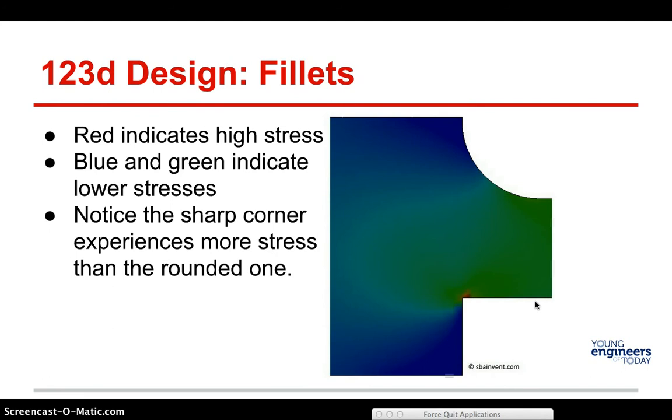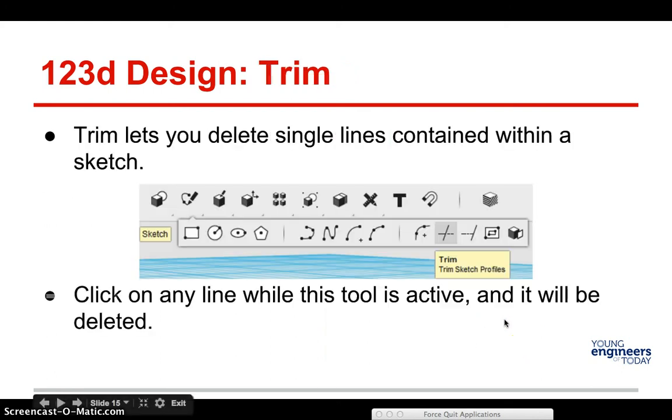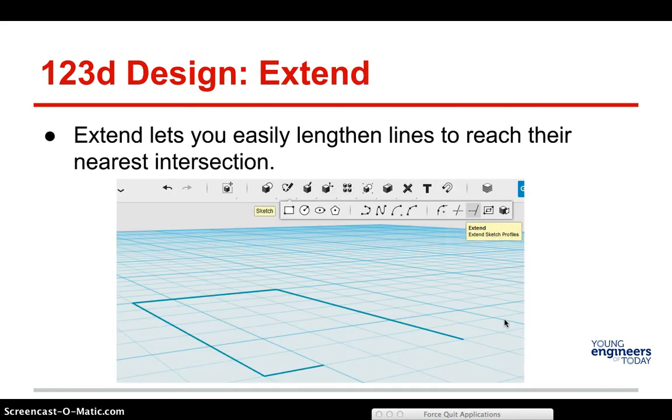Here's an example of a fillet. The red indicates high stress. Blue and green indicate lower stress. Notice the sharp corner experiences more stress right here than the rounded ones. Okay, trim lets you delete a single line contained within a sketch. All you do is click on the trim button to activate the tool. Click on that line, and it will be deleted.